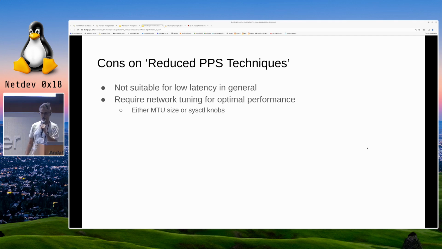Okay, so the cons of doing reduced PPS, which is GRO, TSO, make your MTU very large, is, yeah, I think if you like your latency, that's probably not a good thing. And you still need to know how to tweak things, either through sysctl or set your MTU correctly. Got to know that your MSS has to be a specific size in order to fit properly on the memory pages. So that's the negative. But if you're doing bulk kind of transfers, it works great.